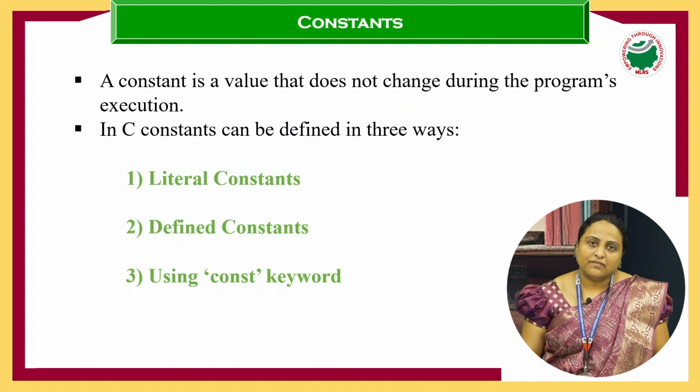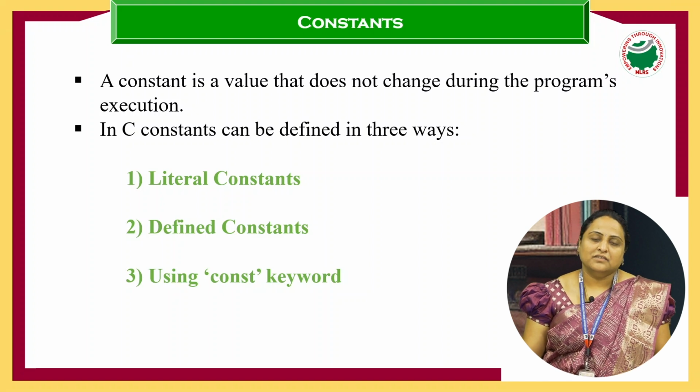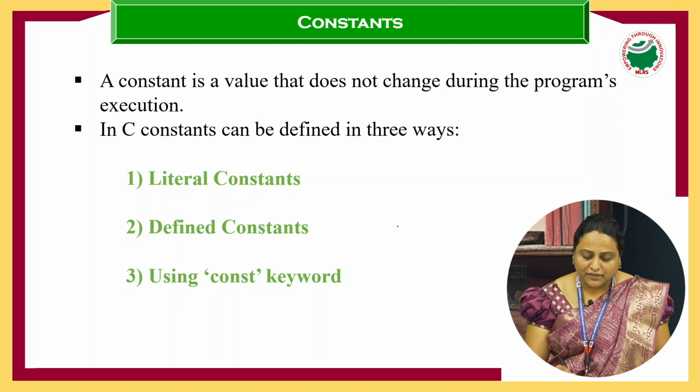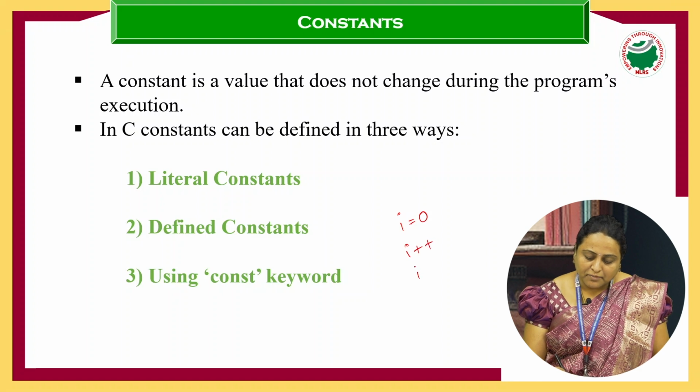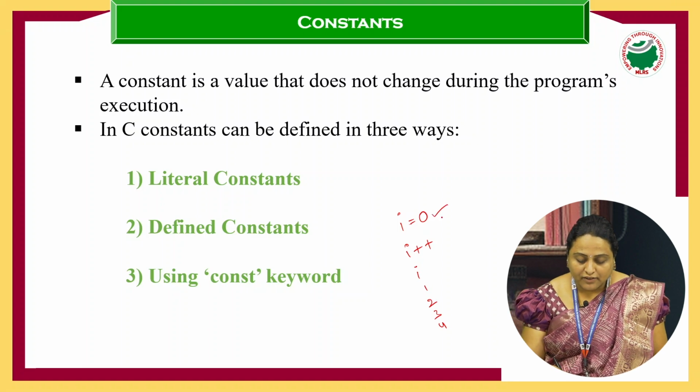Constant also stores a value like a variable, but the value in a variable can be modified, whereas a value in a constant cannot be modified. In a program, there are some situations where the value of a variable may be modified. For example, if I consider initially the I value as 0, and later I increment this I value, then I becomes 1, and maybe 2, 3, 4, and so on.